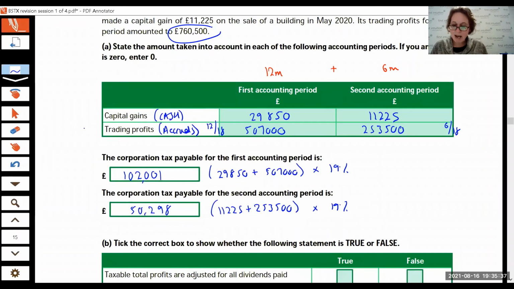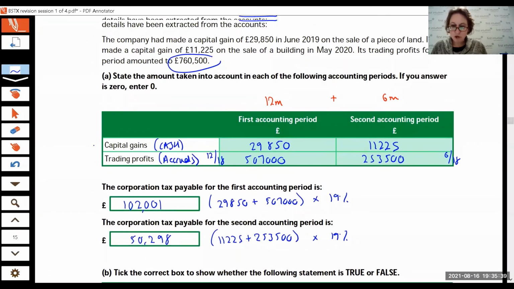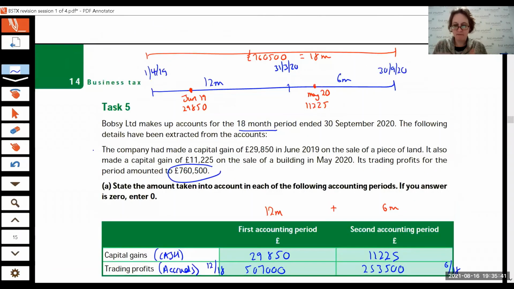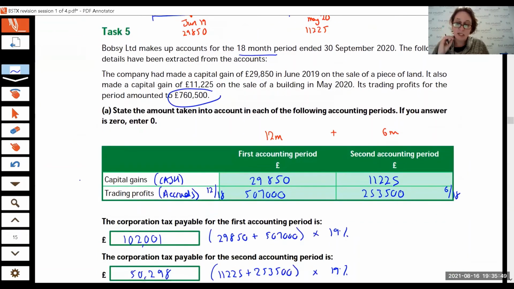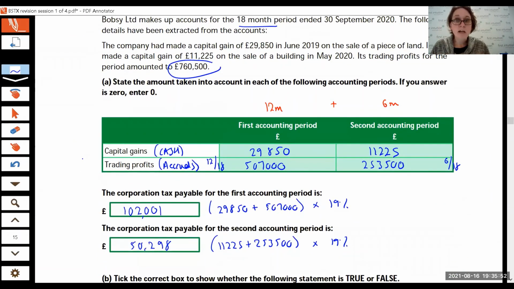The timeline is marvellous. You draw it, you split your period, counting with your fingers, because I did have a mistake there on the first go, making sure I've got the right number of months in each period. It makes the gains so much easier. It makes the charitable donations so much easier if we did have any, and the rest is just time apportioned. So well done there.